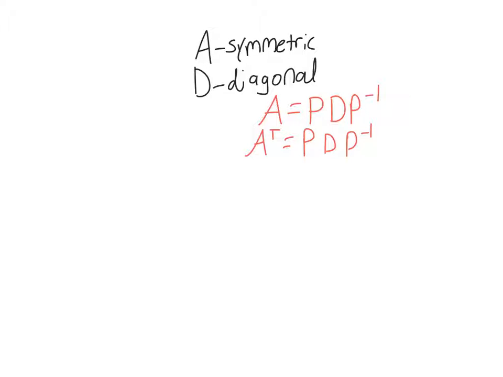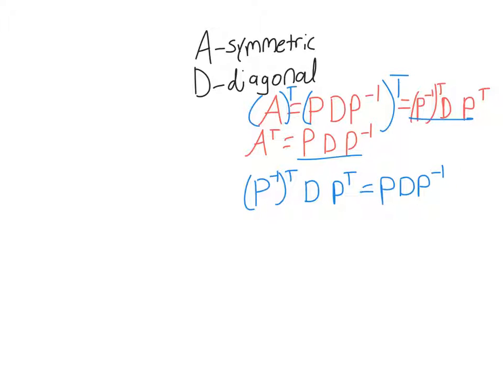But if A is equal to PDP inverse, we can just take the transpose of each side. And remember, when you transpose the product of matrices, you have to reverse the order of the products. So we end up with this. Now, of course, D being a diagonal matrix, it must be symmetric itself. All diagonal matrices are symmetric, so I can get rid of that transpose. So now I can equate this equation and this equation.